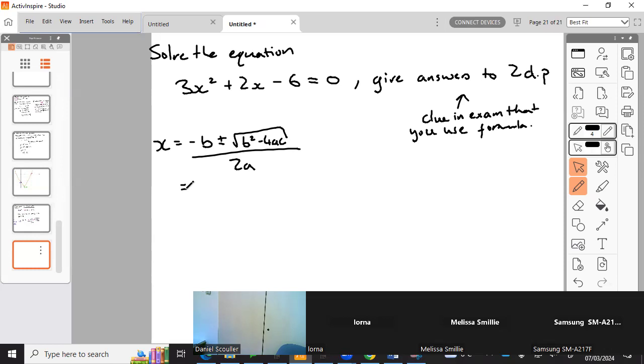Okay. b is 2, so negative b is negative 2. Plus or minus root of 2 squared minus 4 times 3 times negative 6. Okay, and we'll put that in a wee bracket if you want. All over 2 times 3.